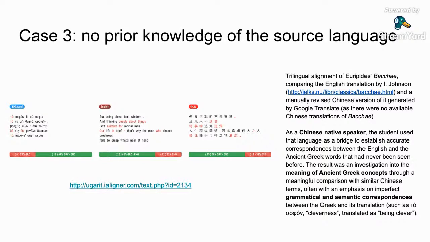And specifically, the student was particularly interested in investigating, again, crucial concepts and how they are expressed across languages. And having to do with two translations that are in languages that are so different, this resulted in an investigation about also comparative cultural concepts, and also in an emphasis on imperfect correspondences between grammatical and semantic expressions. Like, for example, Tosophon, which is usually cleverness, was translated in English as being clever.